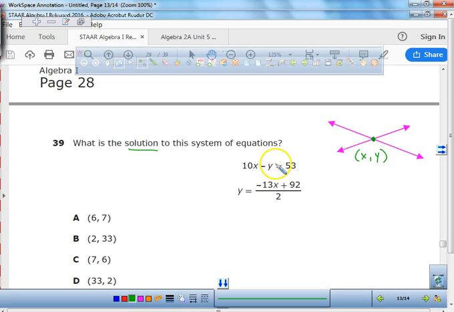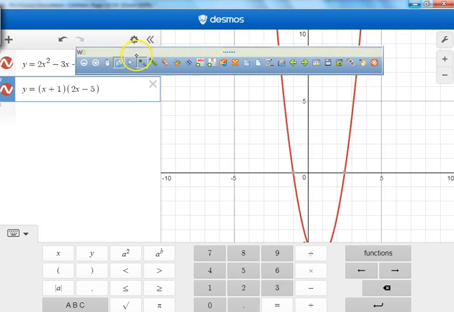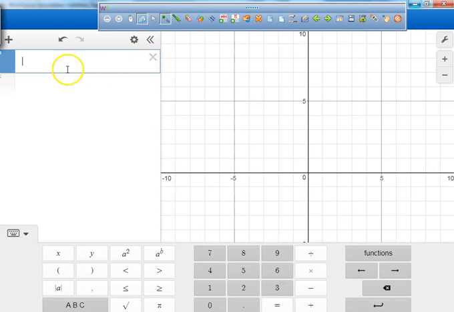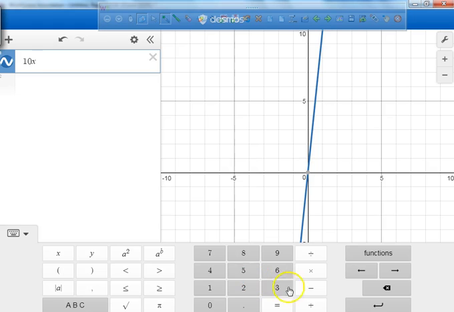So, since we have Desmos, we're just going to use Desmos to show you how to do it. I'm not going to do this one by hand, just for sake of time. But right now, we're going to type it in Desmos, and we're going to see where the two lines cross. Okay? So one of them, I'm going to close this out. Type in the first one. What is it? 10x minus y equals 53.